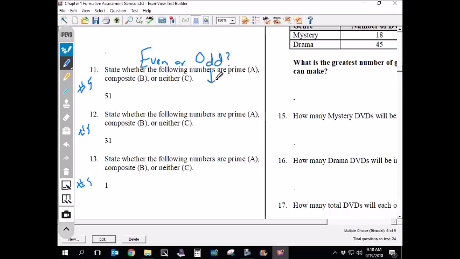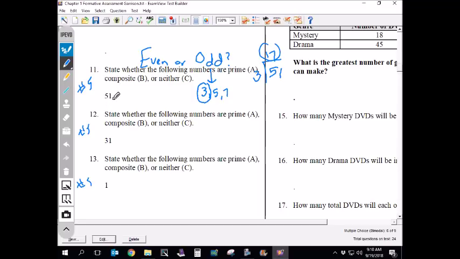Well, if it's odd, we just know that we have to check 3, 5, and 7, right? So we check 3 by adding the digits. So 5 plus 1 is 6, guys, right? Is 6 divisible by 3? Then we know that 51 is divisible by 3. You could actually go and divide it if you wanted to and see if it gives you a whole number. It does.